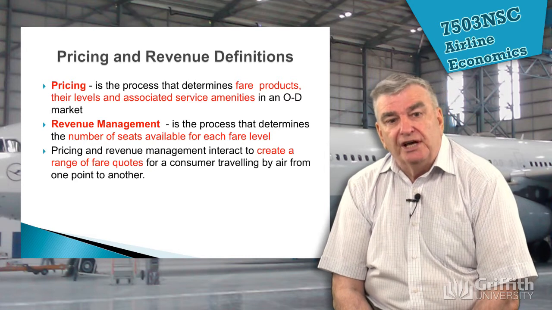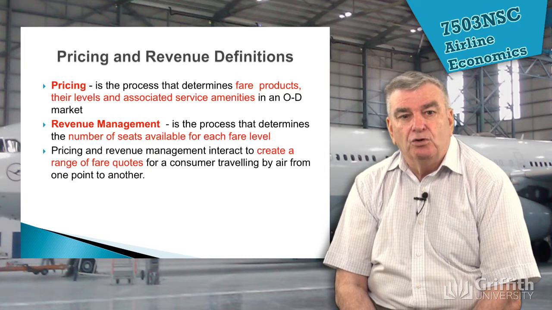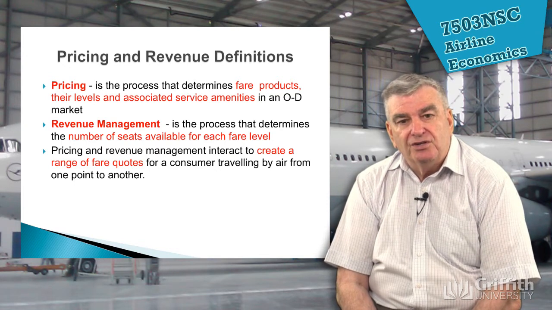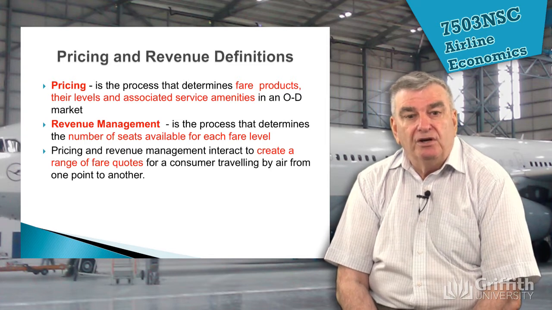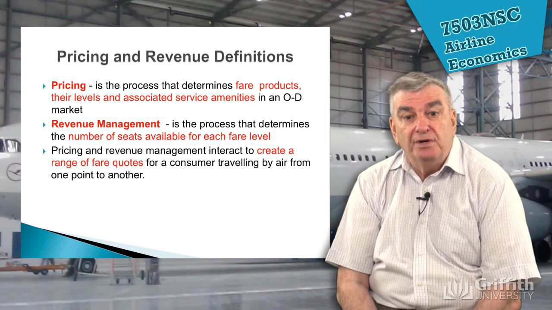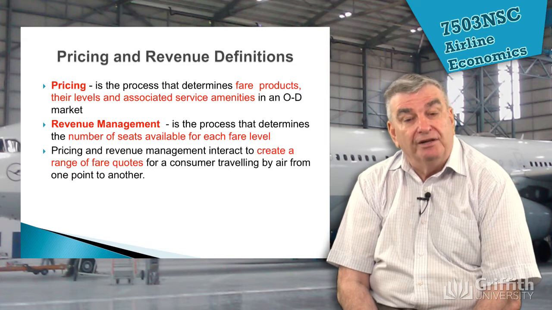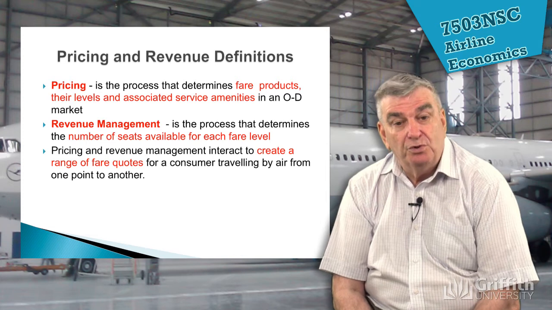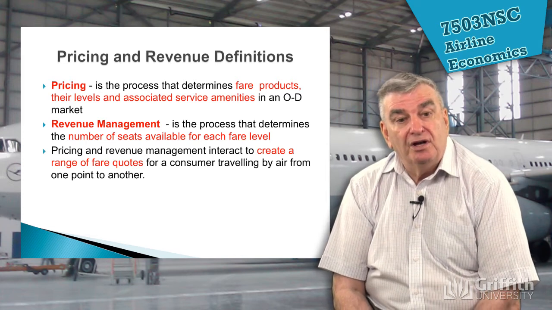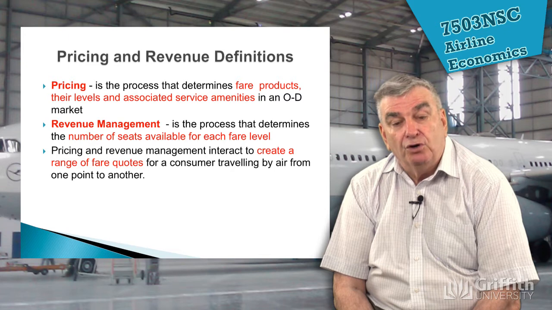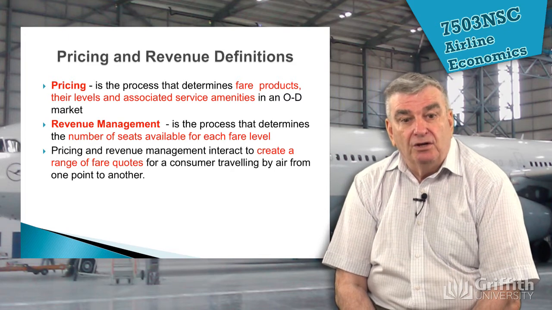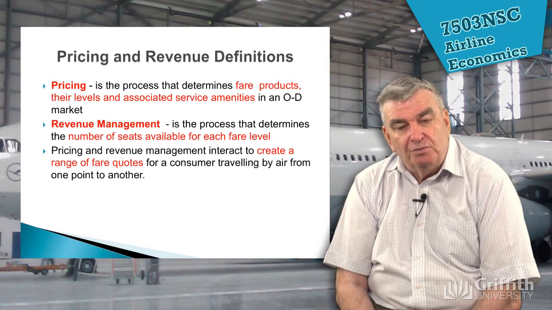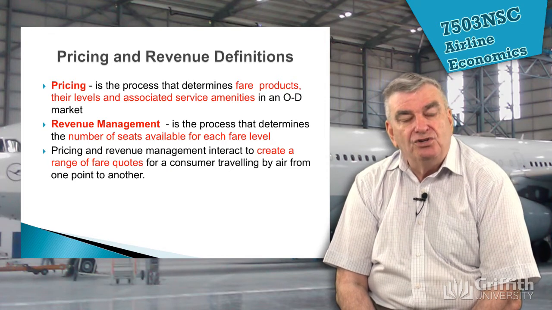First of all, we'll be taking a look at some definitions, and we'll be taking a look at pricing itself and how that determines the different products and the different levels in the origin destination market. We'll be looking at revenue management, the process of determining the number of seats available for each fare level. And this goes back to what we were saying. In economy, you might have 6 different levels of economy where people pay different amounts.